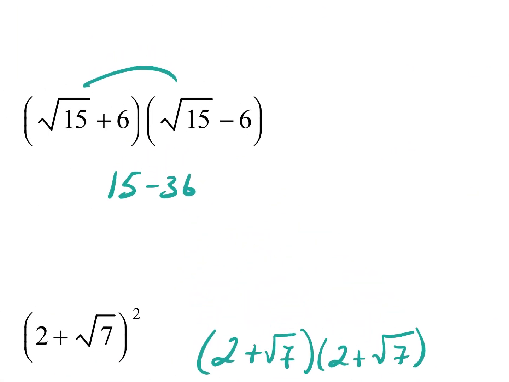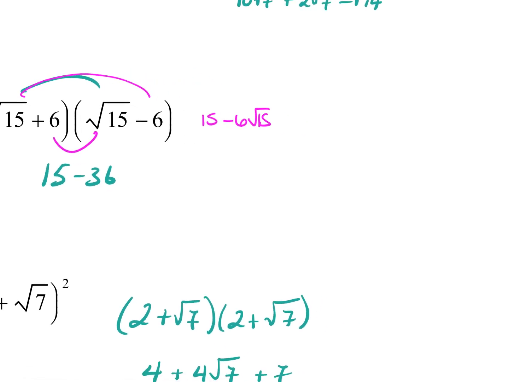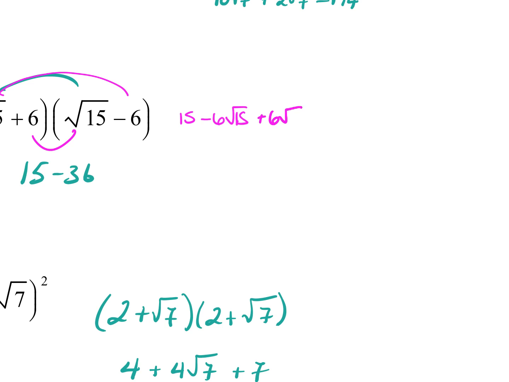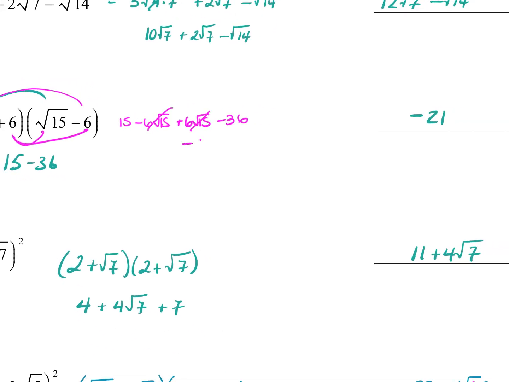Okay, so this one we're going to FOIL out, right? So, root 15 times root 15 is 15. Root 15 times negative 6 is minus 6 root 15. Positive 6 and root 15 is plus 6 root 15. And last is negative 36. So these cancel, and you get 15 minus that 36, which is negative 21.